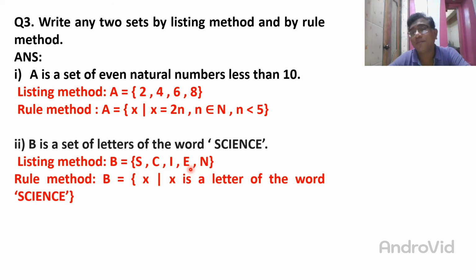Same thing you want to write by the rule method. So rule method: B is equal to set of, this curly bracket and this curly bracket, set of. Okay, then B is the set of x such that. This line, meaning, is the rule method. We write first the name of the set, that is capital, so capital B is equal to this curly bracket to this curly bracket, meaning is set. Then write the singular property. B is the set of x such that, this meaning is such that x is a letter of the word science.